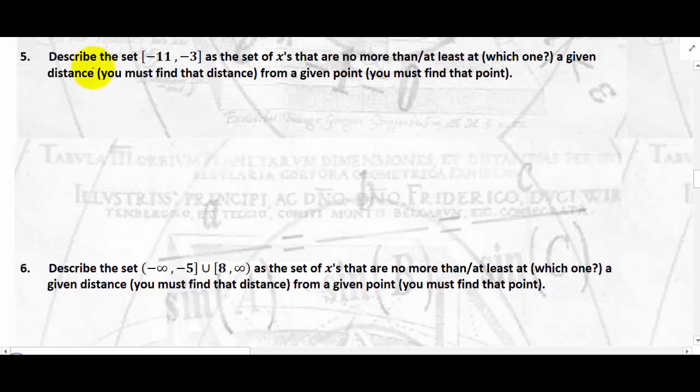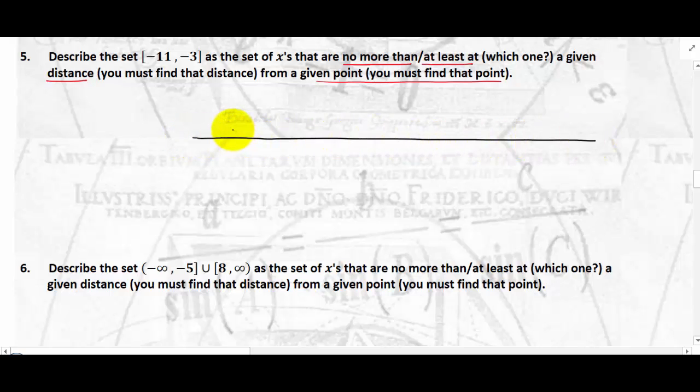I'll do number 5. Now, in this set, I have to do the opposite. Describe the set -11, 3 as the set of x's that are no more than, or at least at, you have to decide which one. Is it no more than or at least at a given distance, so you must find the distance from a given point, and you must find that point. All right, this is a little bit tortuous the way I phrase that. I'm not sure there's a simpler way to describe it. There are a lot of choices right here. So anyway, let me show you what I meant.